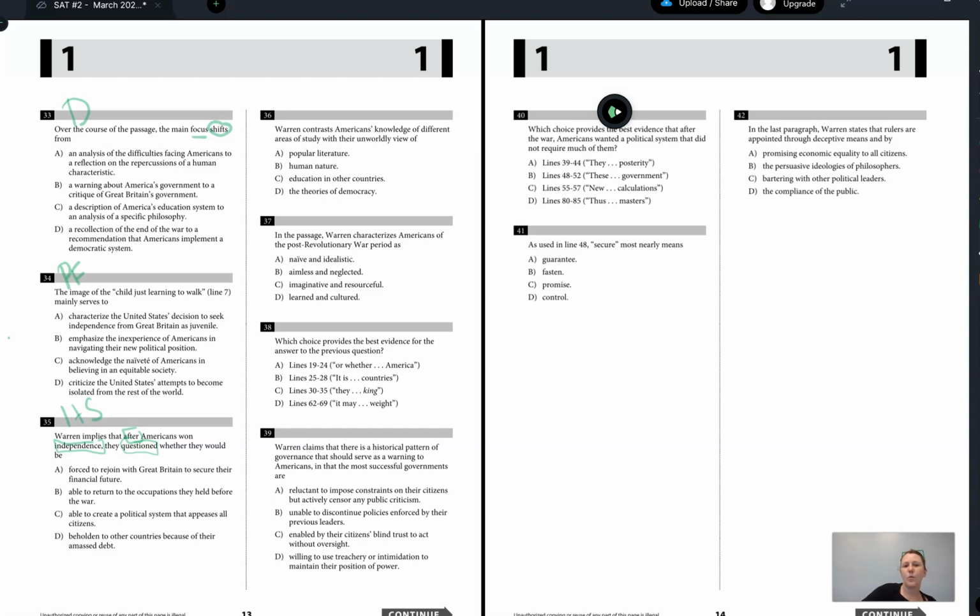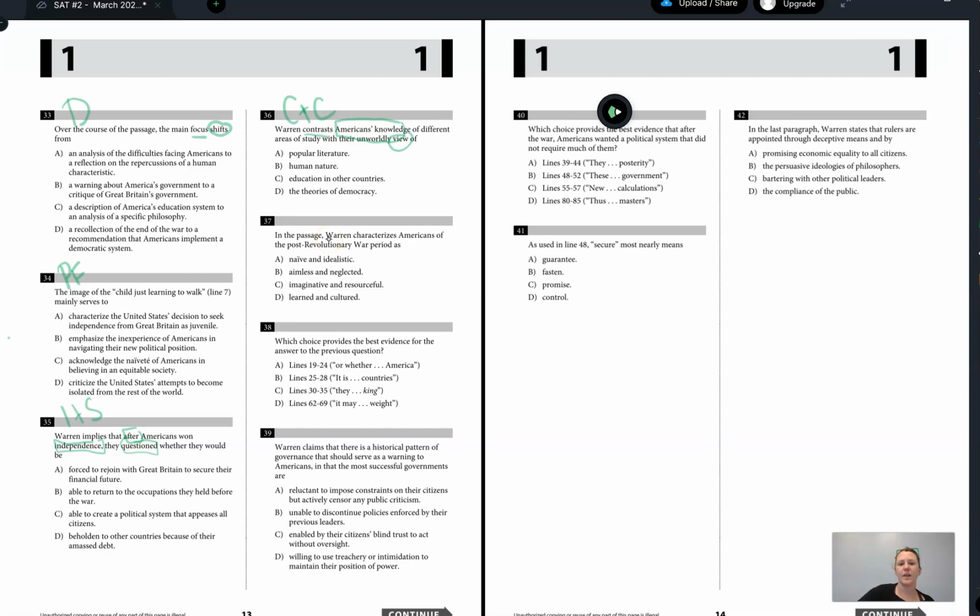All right, Warren contrasts. Okay, so nothing obvious, but he's asking for a very specific piece of information from the passage, and we know these to be content and characterization questions. He's asking about a specific piece of content in the passage. Again, no COE follow-up, so we need to know what he's contrasting. So I'm going to say he contrasts America's knowledge of different areas of study with their unworldly view of something. So I'm going to say American knowledge with their view.